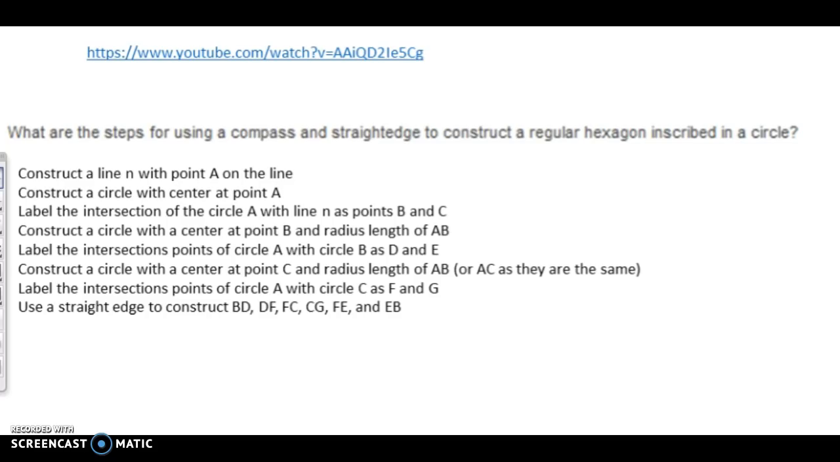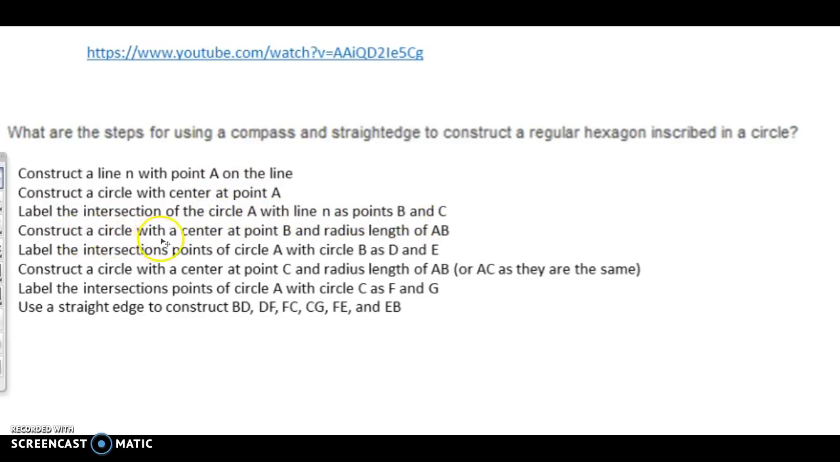Alright, so let's just talk about those steps one more time. And again, the OHS might word it a little bit different, but you should be able to figure it out from here, okay? So you're going to construct line N and put point A anywhere on the line. And then you're going to construct a circle with the center at point A. It doesn't matter how big or small the circle is. Label the intersection of circle A with line N as B and C.